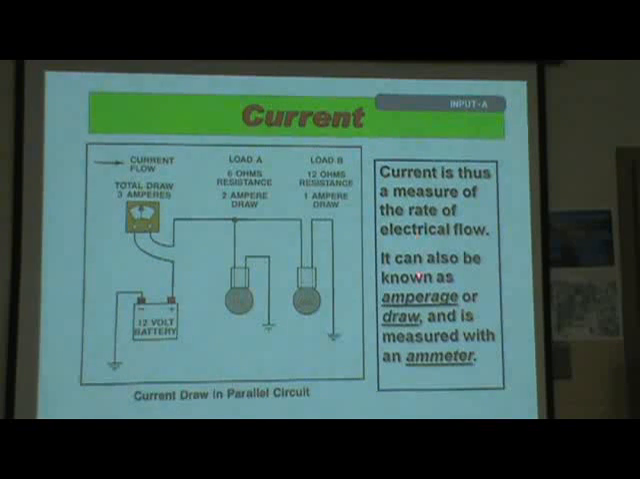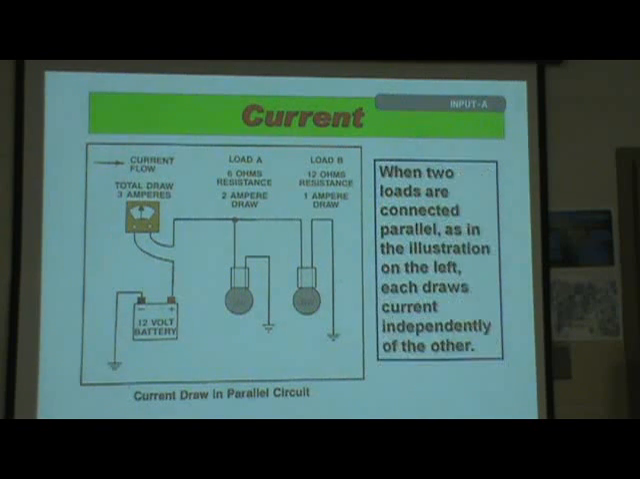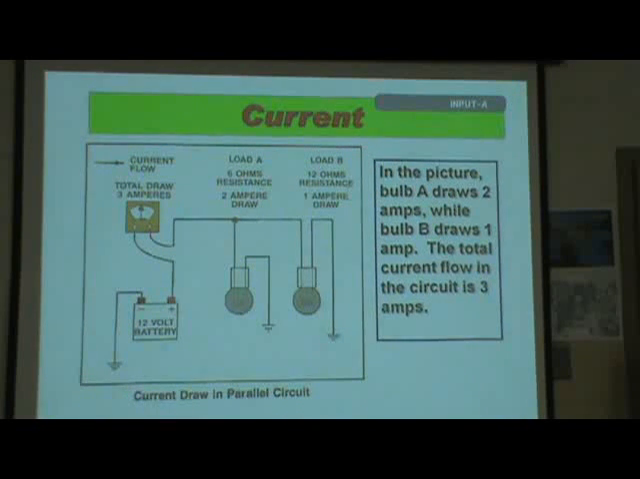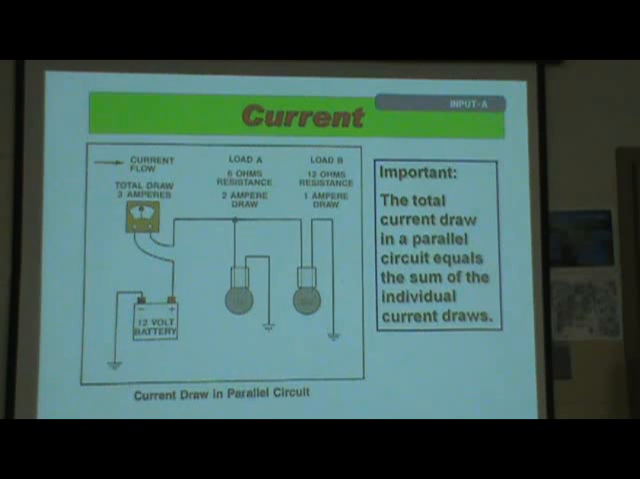Current's the measure of a rate of electrical flow, and it can also be known as amperage draw and is measured with an ammeter. When 2 loads are connected in parallel, each one draws current independently, and the total current draw of a parallel circuit equals the sum of the individual current draws.